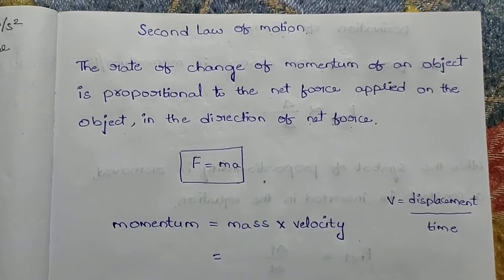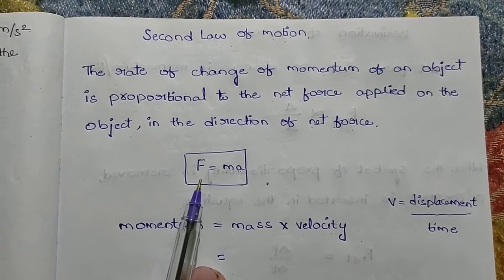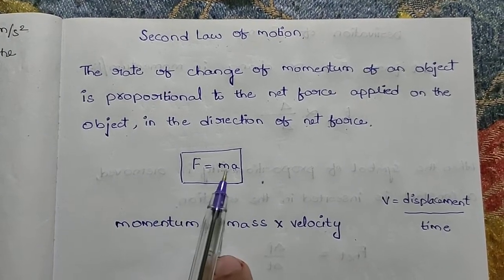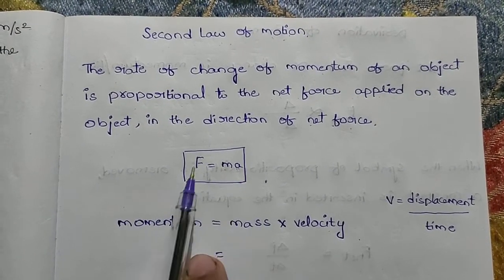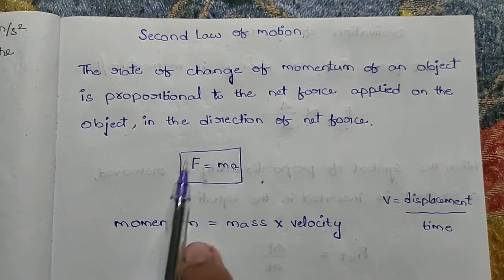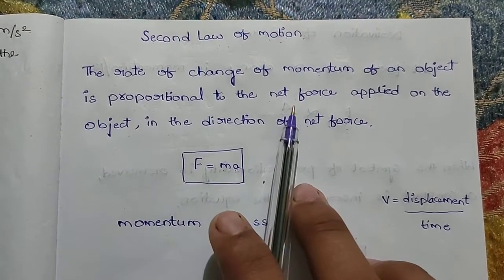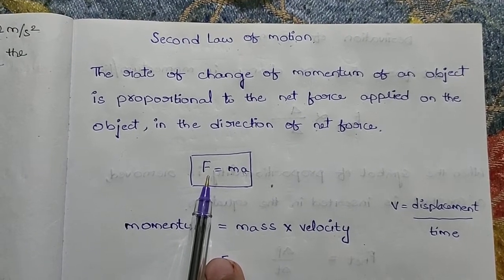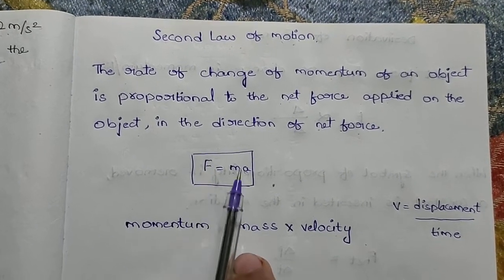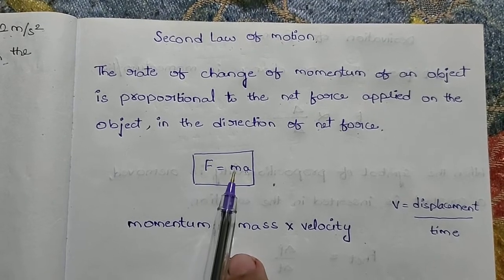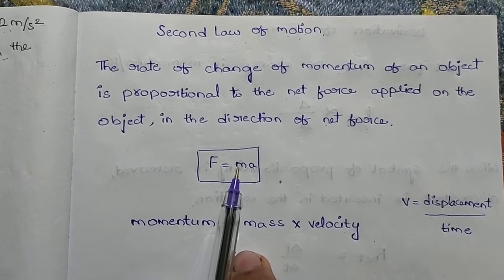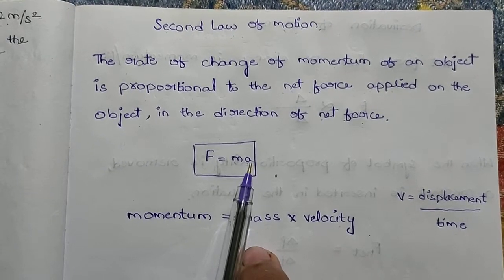Now, similarly, we have a formula for the above derivation: F = ma. Here F is the total amount of force, which is the net force. We can write F, and below that we can write F net also. So F = ma, where m is mass and a is acceleration.